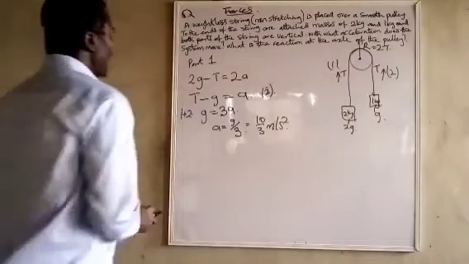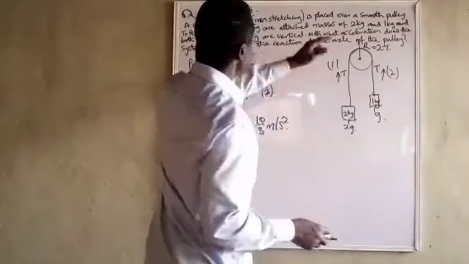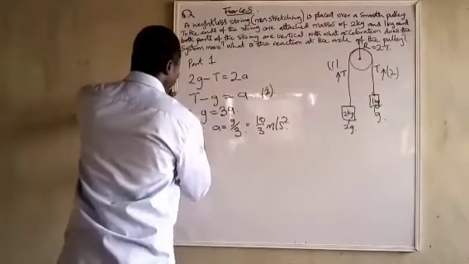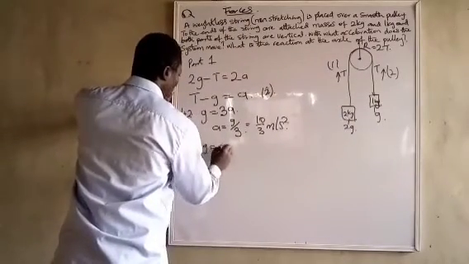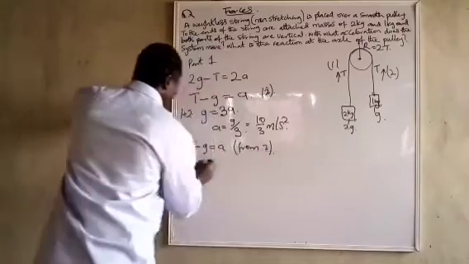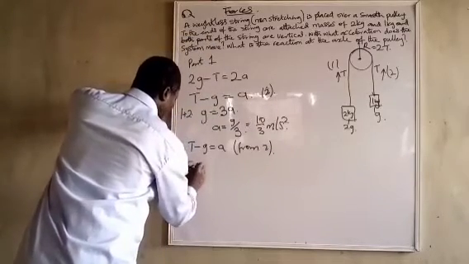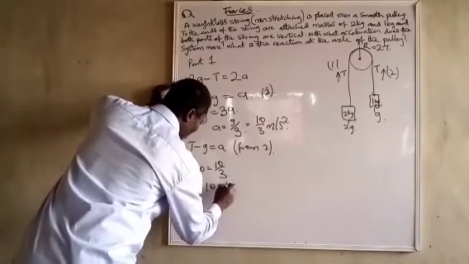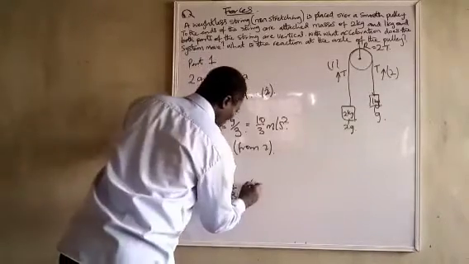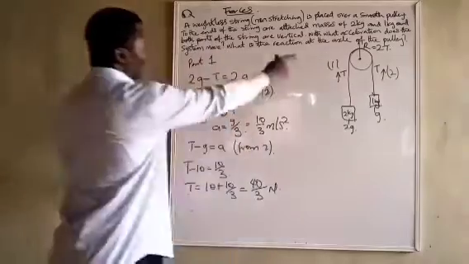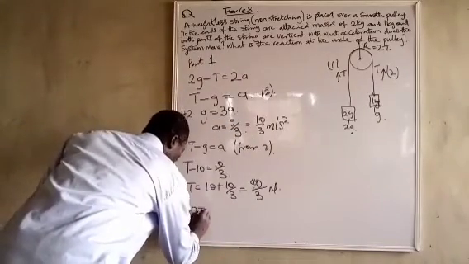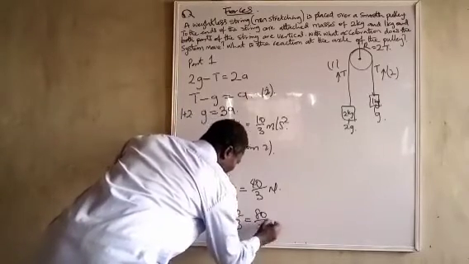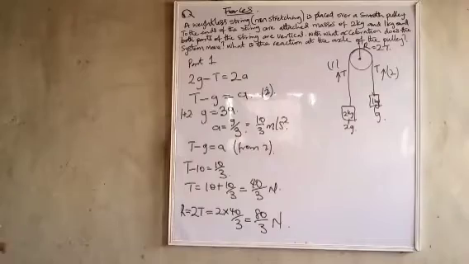Let's do that one again. We are now asked, we have found the acceleration. What is the reaction at the axle of the pulley? Which means that we will need to find T. From this, we can see that T minus g equals a. And a is 10 over 3. So T minus 10 is equal to 10 over 3. So T equals 10 plus 10 over 3, and that gives us 40 over 3 newtons. So for the reaction R, it was established to be equal to 2T, which is equal to 2 times 40 over 3, which is equal to 80 over 3 newtons. That's the value for R. Very straightforward and easy.